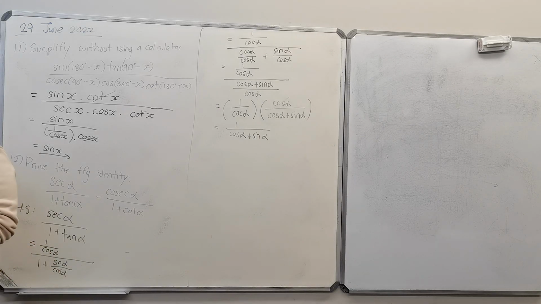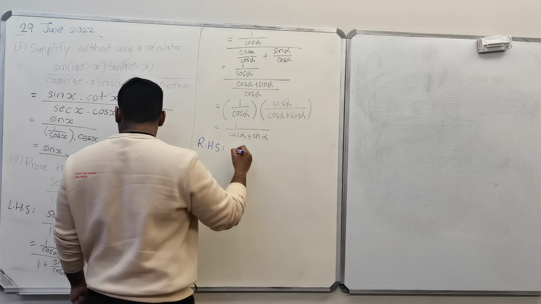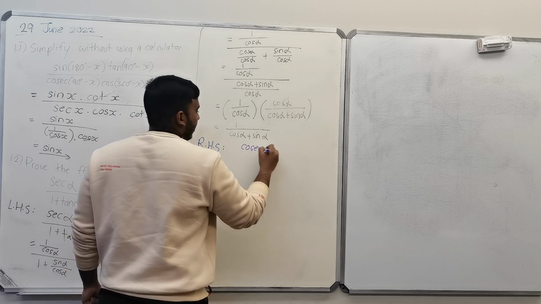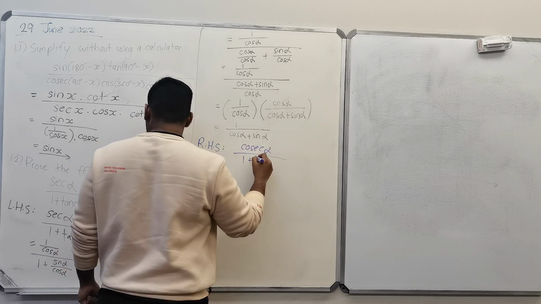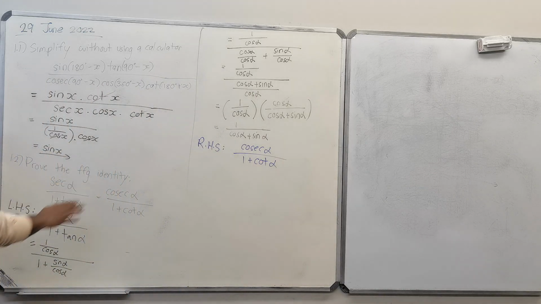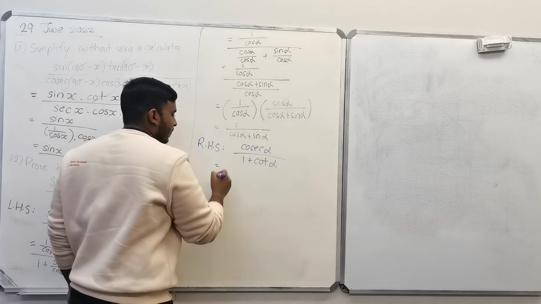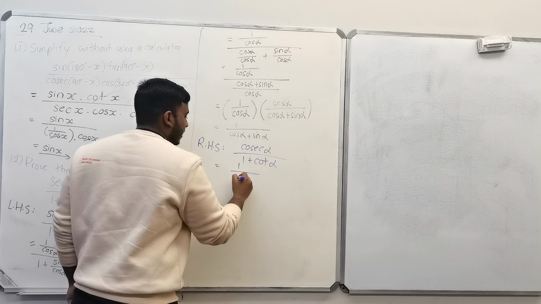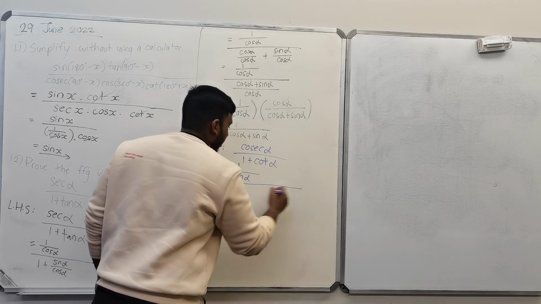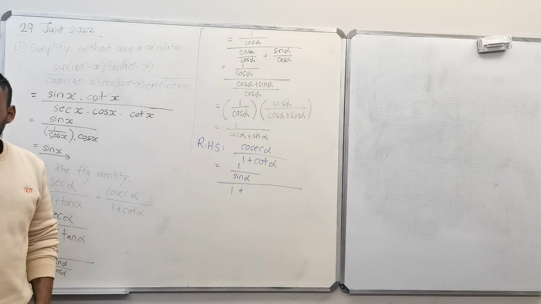Now you'll see the right hand side. The right hand side is cosec alpha all over 1 plus cot alpha, right? This is exactly like how we did this side. We're going to break up this side now. Cosec is what? 1 over sine alpha all over 1 plus cot. And what is that?